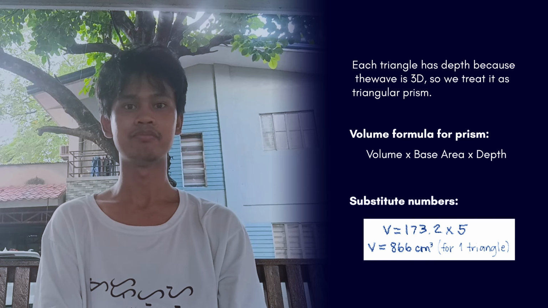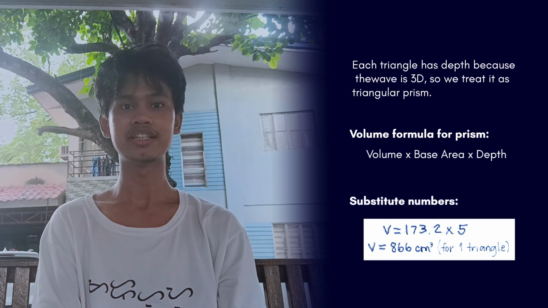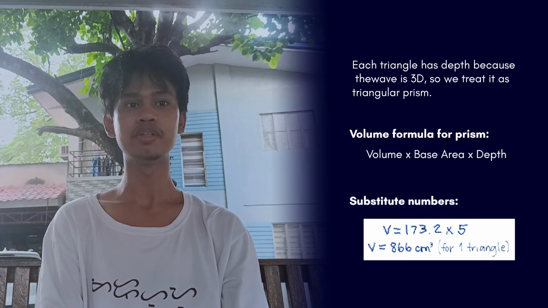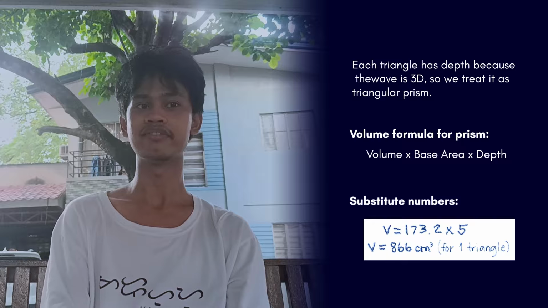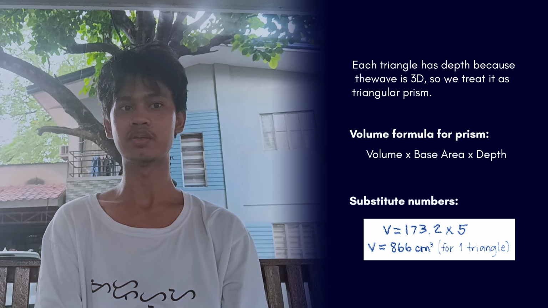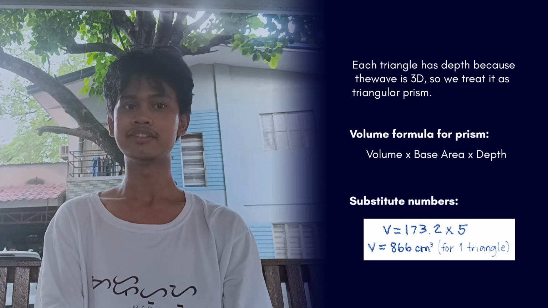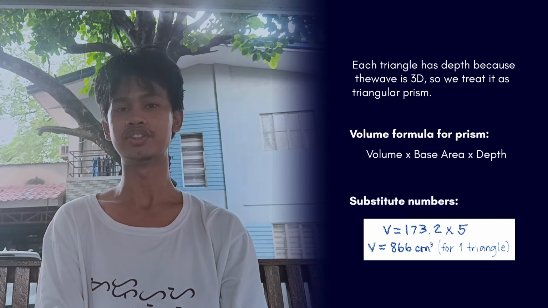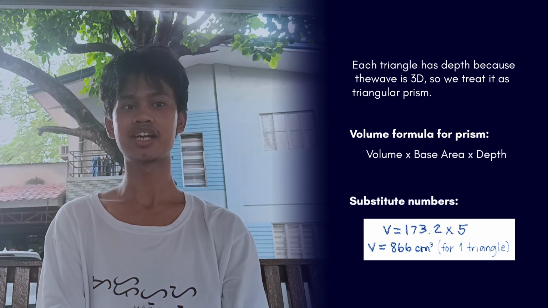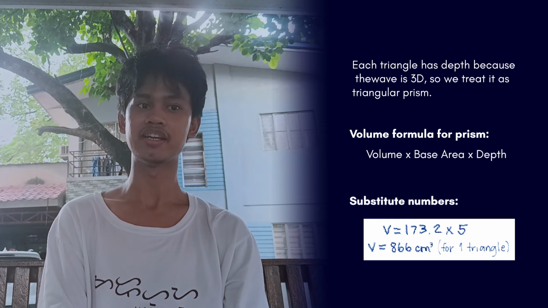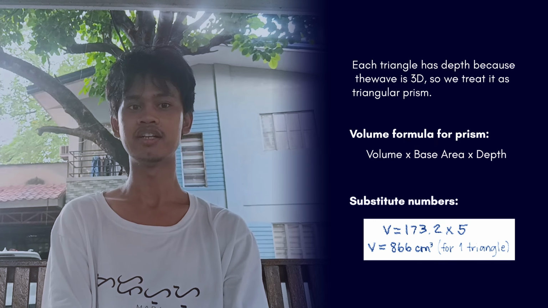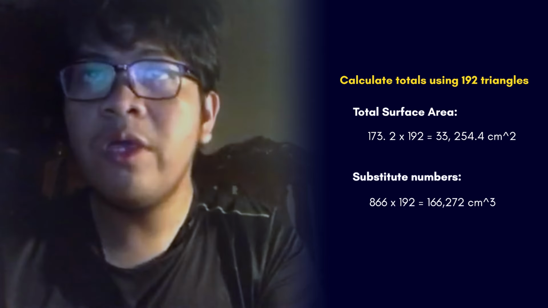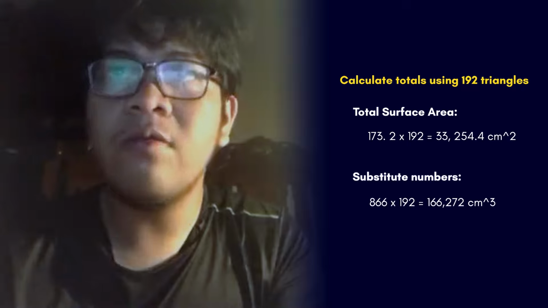So each triangle has a depth because the wave is 3D. So we treat this like a triangular prism. The formula for a triangular prism is volume equals base area times depth. Substituting the numbers, volume is equal to 173.2 times 5, which is 866 cubic centimeters for one triangle. This means each triangle has a 3D volume of 866 cubic centimeters, then we just multiply by the total triangles for the wave. Now, we calculate using 192 triangles.